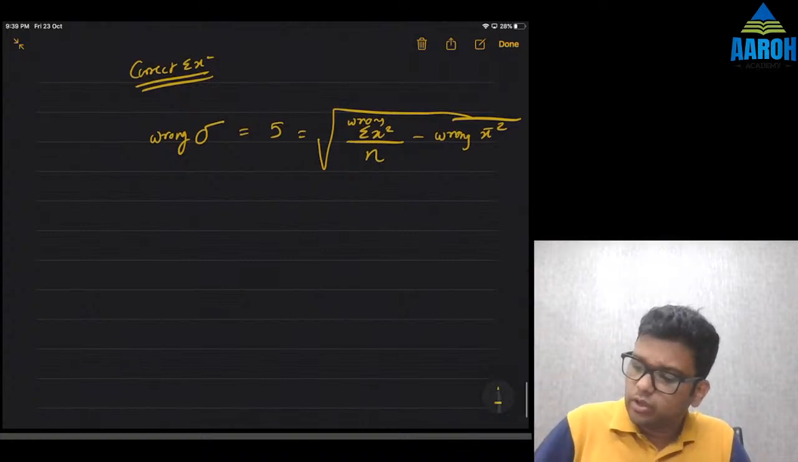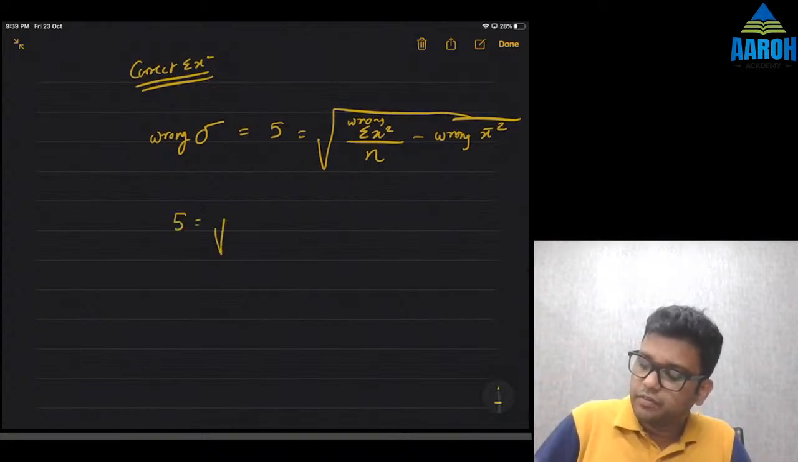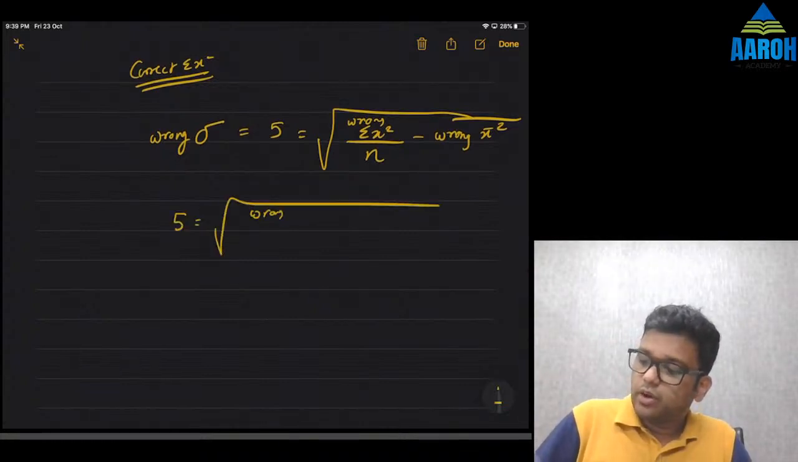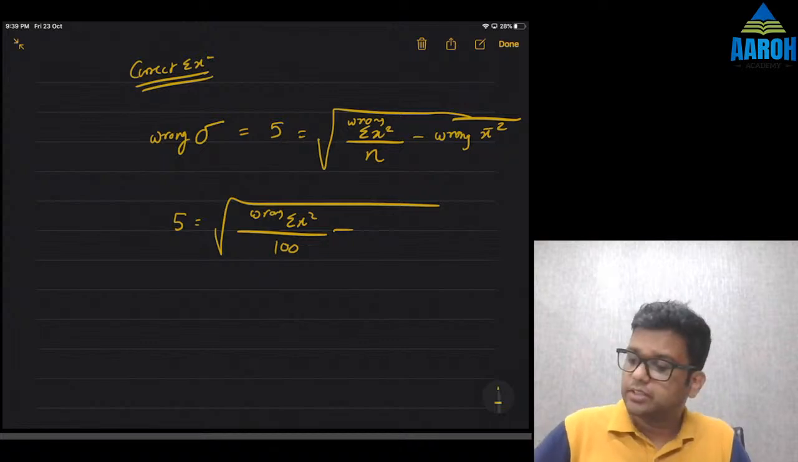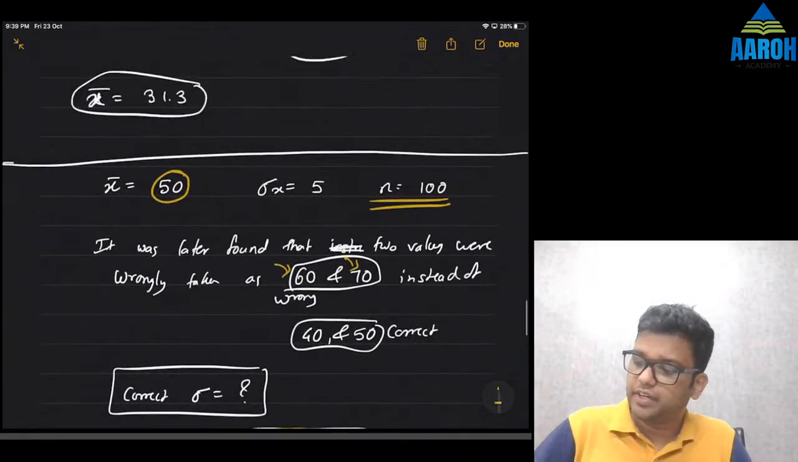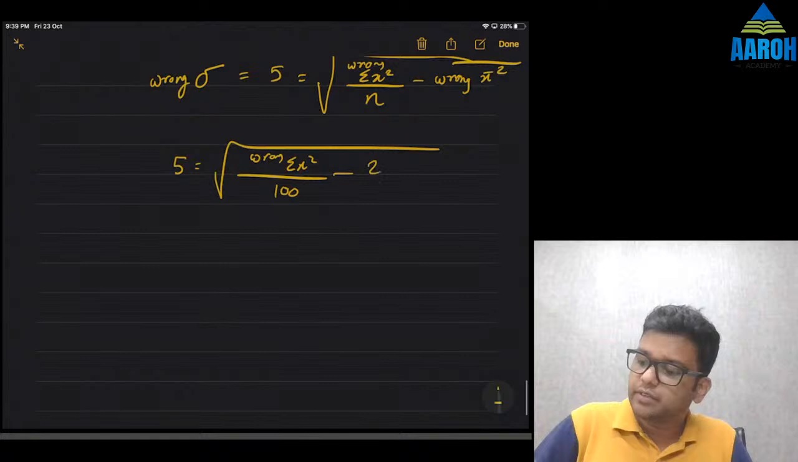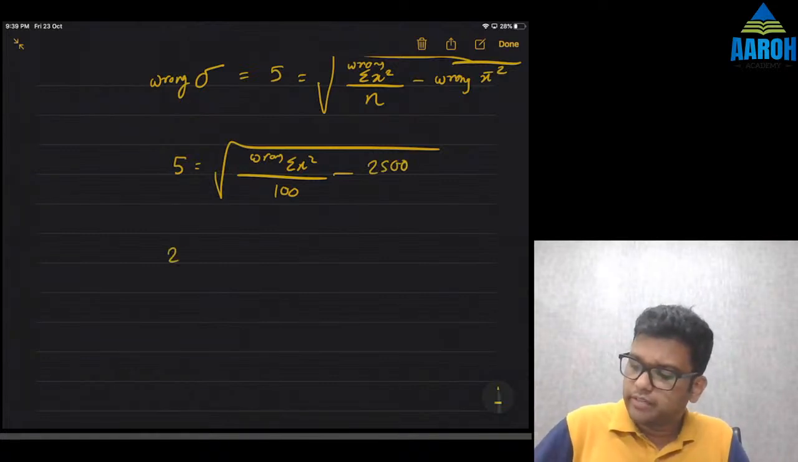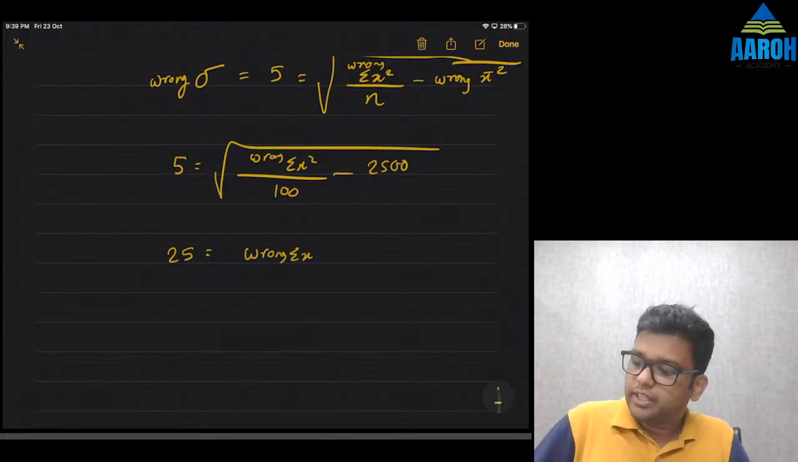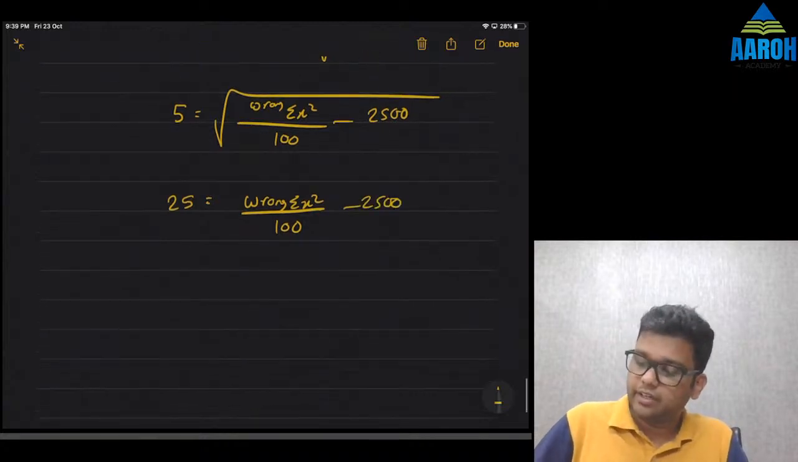Obviously this is wrong, so we'll take all wrong values. So 5 is equal to the square root of this wrong summation x square, which we don't know, upon 100 minus wrong x bar square. Our wrong x bar was how much? 50. So 50 square is 2500. Let's take the square of both sides so that the square root sign will be gone. So 25 is equal to wrong summation x square upon 100 minus 2500, right?